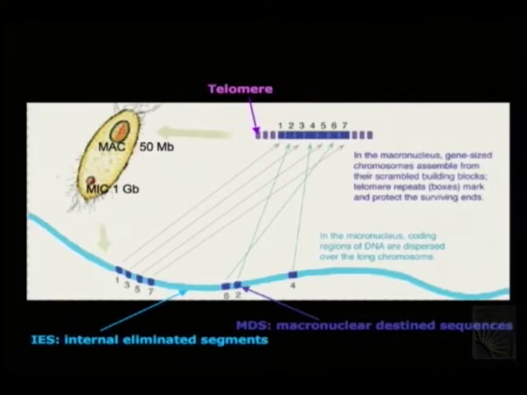And also, correspondingly, there's a massive number of chromosomes on the order of over 20,000 chromosome types in the macronucleus because they're typically one gene per chromosome.